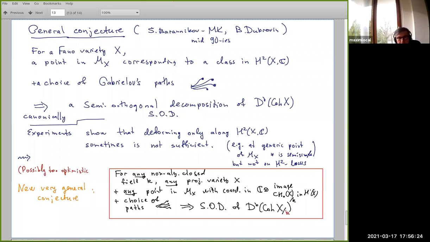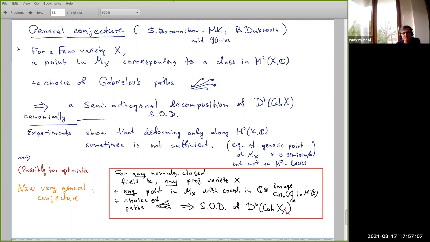Okay. And now there's also, again, a general conjecture, which Sergei Barannikov and I worked out a long time ago. And then Boris Dubrovin independently came to this in a bit different form. So the conjecture is the following. Let's consider a Fano variety and a point in this Frobenius manifold corresponding to a class in second cohomology. In mirror symmetry, when we consider Landau-Ginzburg models, it corresponds to actual varieties with a function. There are other things which are not varieties with functions. There are some polyvector fields. And at the moment, I don't say anything about it.